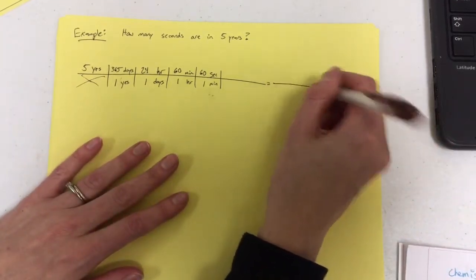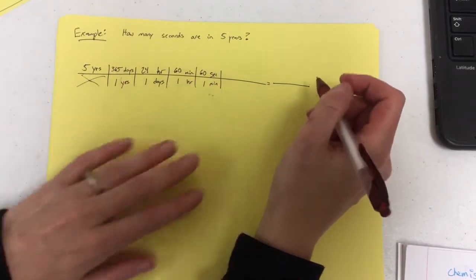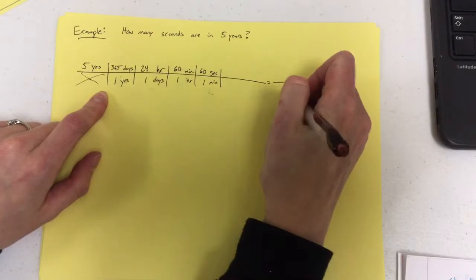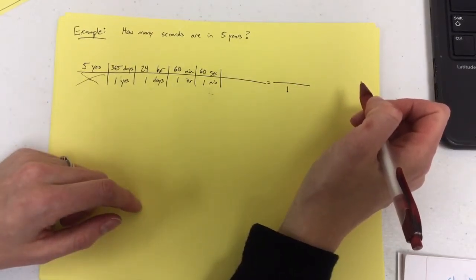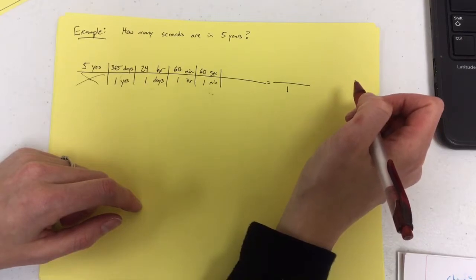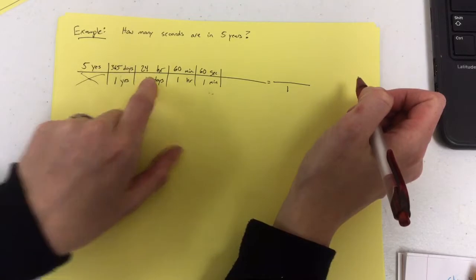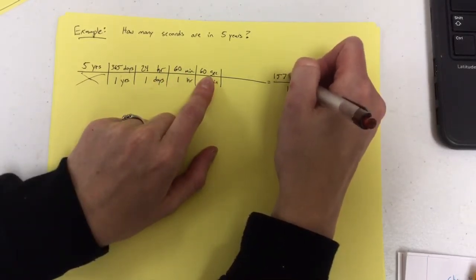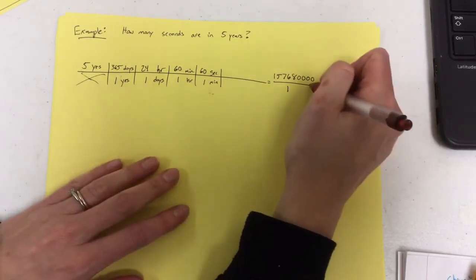So now I'm going to multiply across the top and across the bottom. Here, I'll do the bottom, and you do the top, okay? So I got 1 times 1 times 1 times 1 times 1. That's why I'm having you do the top, because you got a calculator. So you're doing 5 times 365 times 24 times 60 times 60, and you got a nice big number, 157,680,000. Well, that's a lot, okay?